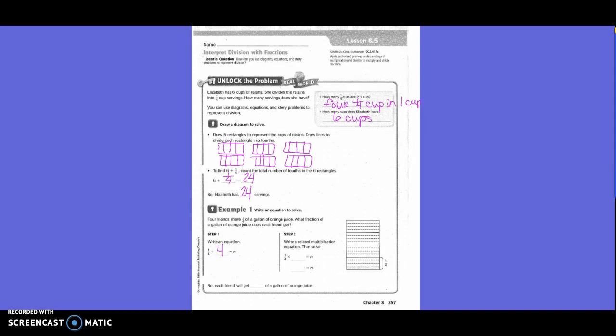So then they wrote a related multiplication equation to solve. So we would turn this 4 over 1 into 1/4. So 1/4 times 1/4 equals 1/16. So each friend will get 1/16 of a gallon of orange juice.